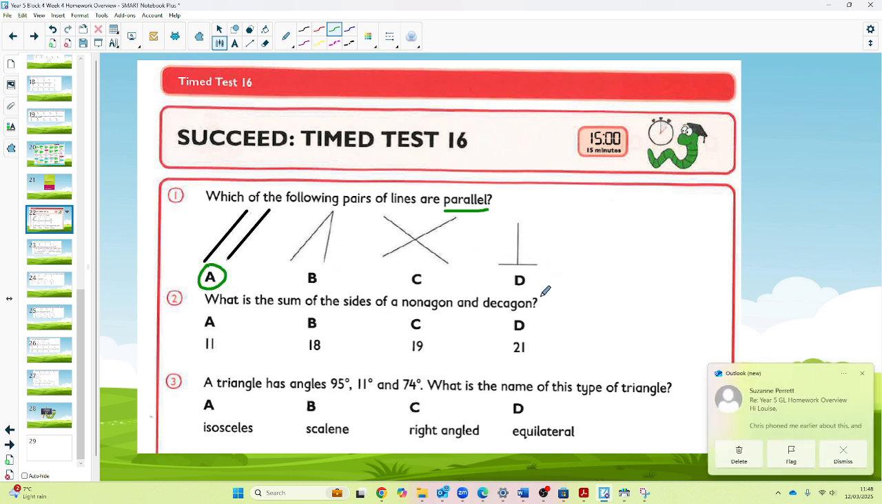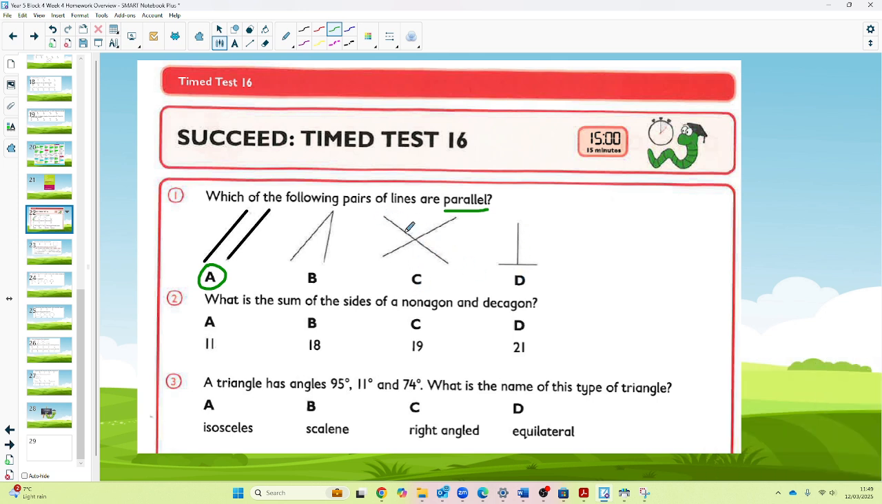Just double check with the other ones. If you look at D, that's sort of perpendicular. Then C, a crossing over, and B actually go to a vertex or a corner. So it's none of those. Having a look now at question 2. What is the sum of the sides of a nonagon and a decagon? Now, important to realise the word sum means the total. So we are going to need to add those up. So a nonagon has 9.